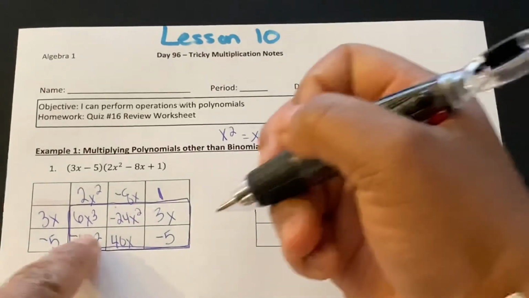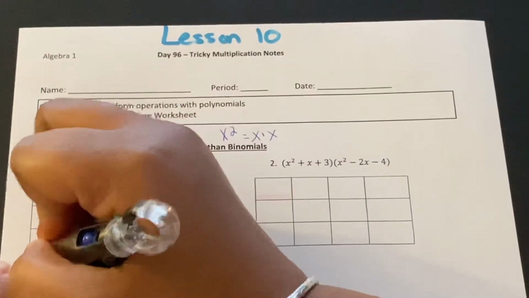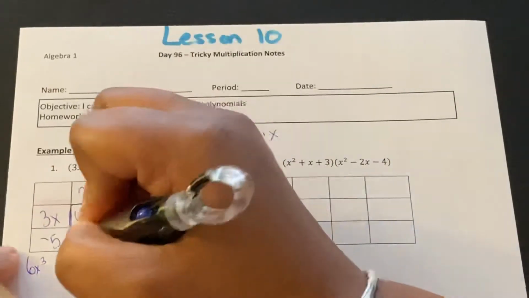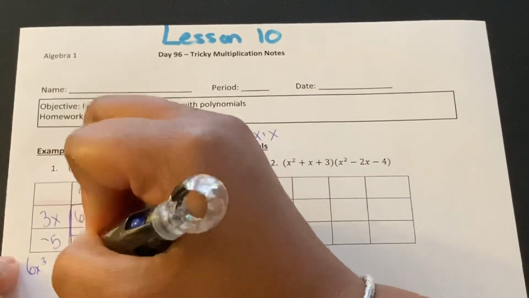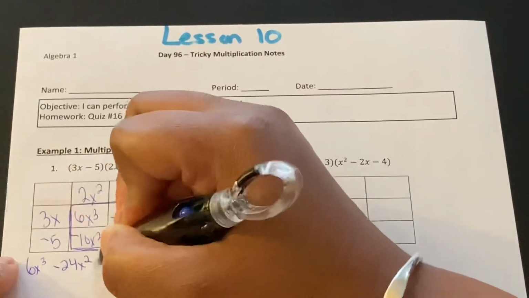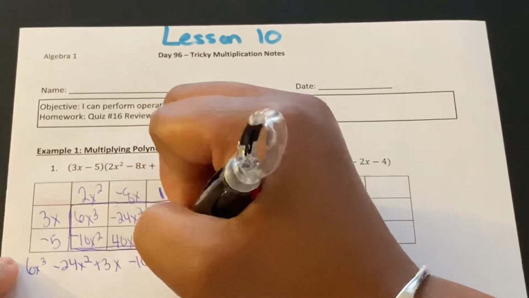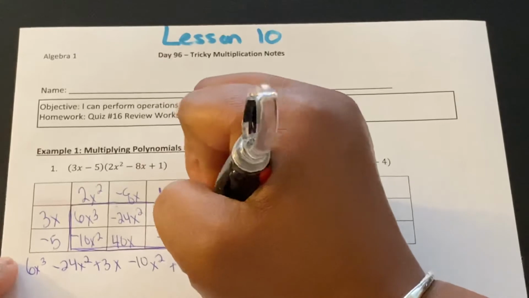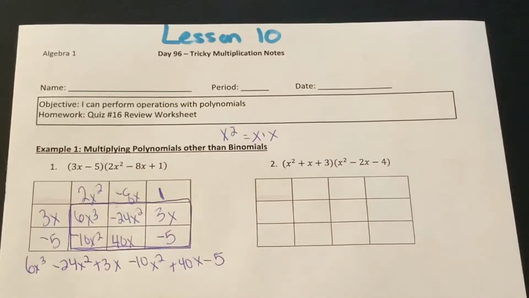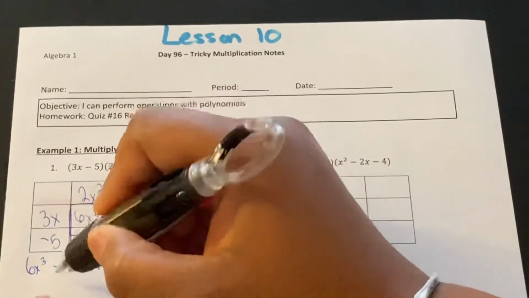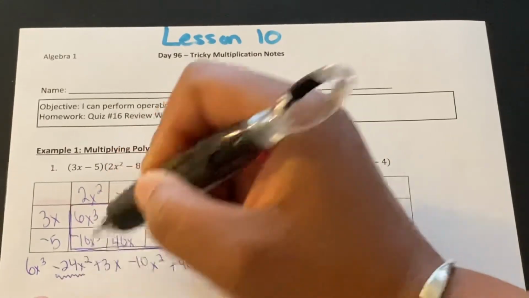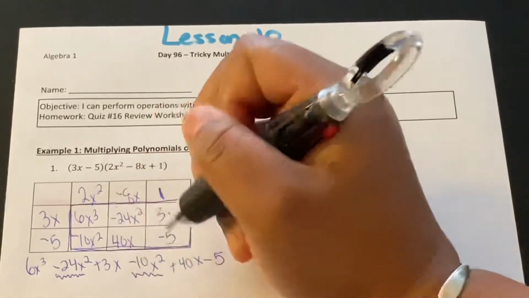So we're just going to write out what's in our box, just like last time. 6x cubed minus 24x squared plus 3x minus 10x squared plus 40x minus 5. As you can see, it's just more numbers. So now we have to look for our like terms. I see 24x squared goes with 10x squared.